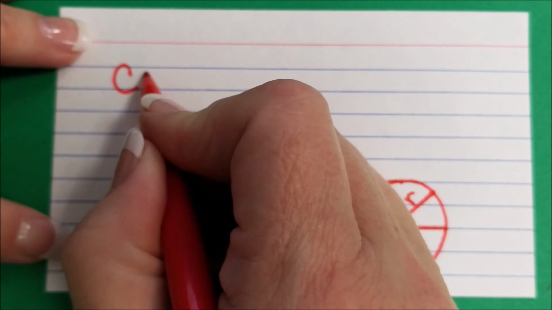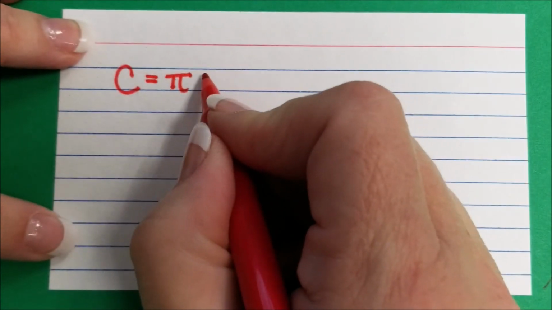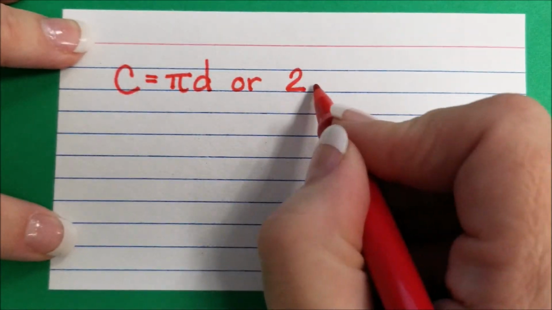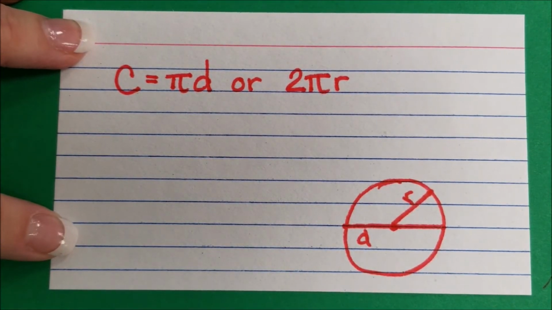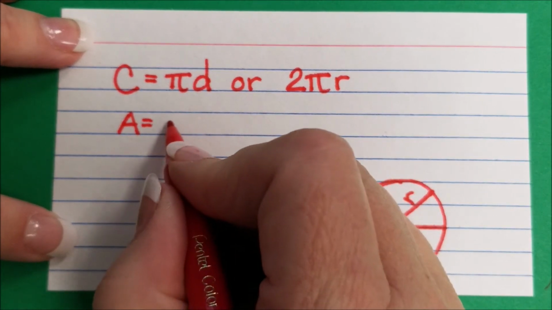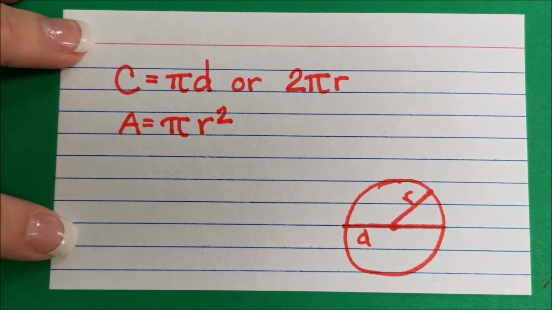So the circumference, let's label it uppercase C, is going to be given as pi times the diameter, or 2 pi r, because 2 times r would be the diameter. The area is going to be given as pi times the radius squared, or pi r squared.